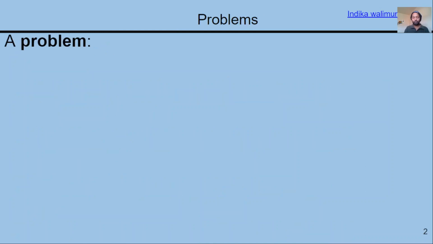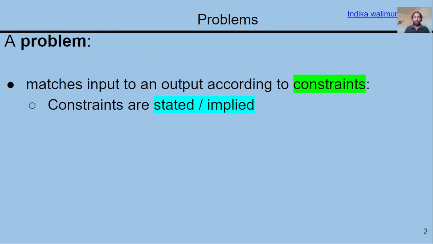So let's start. Let's talk about what a problem is for now. It's basically a setup or a task to be performed. A problem matches a set of inputs to an expected output according to a set of constraints. Those constraints are either given, stated, or implied.